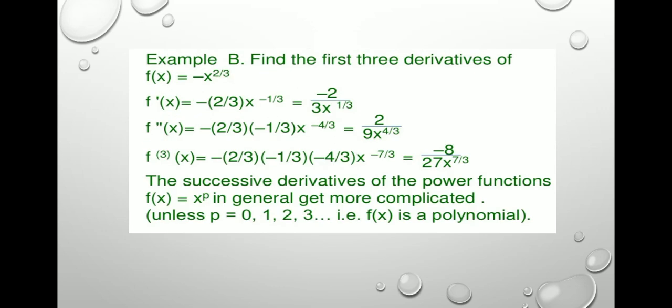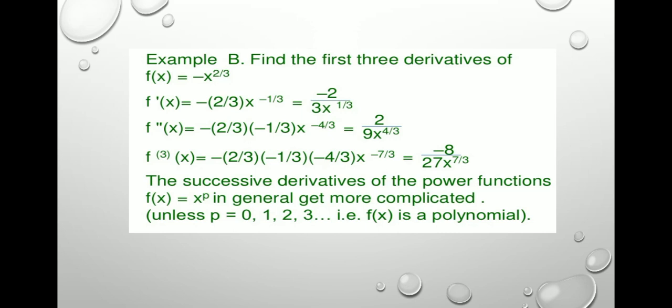Example number 2 is, find the first three derivatives of f of x is equal to negative x to the power of 2/3. The first derivative is negative 2/3 x to the power of 1/3 is equal to negative 2 over 3x to the power of 1/3. The second derivative is negative 2/3 times negative 1/3 x to the power of negative 4/3 is equal to 2 over 9x to the 4/3 power.